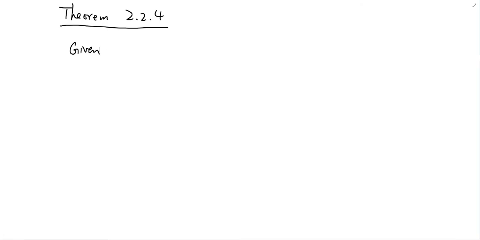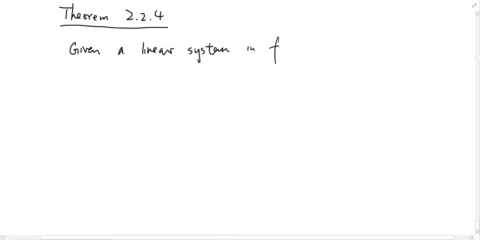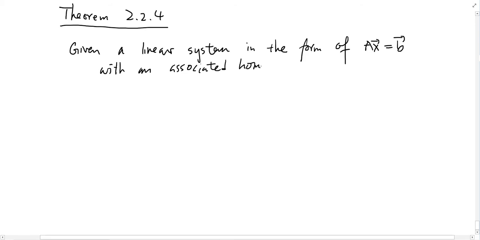Theorem 2.2.4 states the following. Let's say given a linear system in the form of A vector x equal to vector b with an associated homogeneous system.